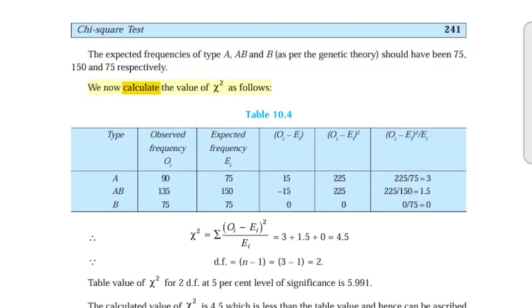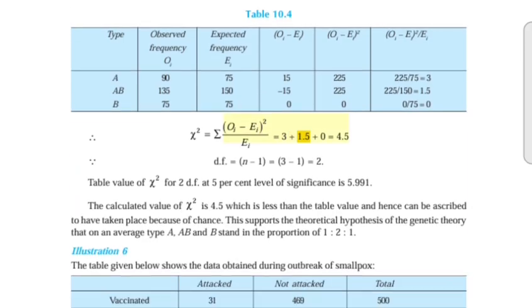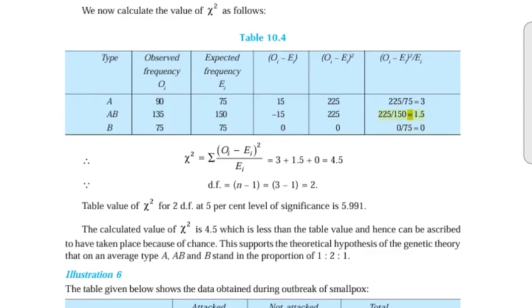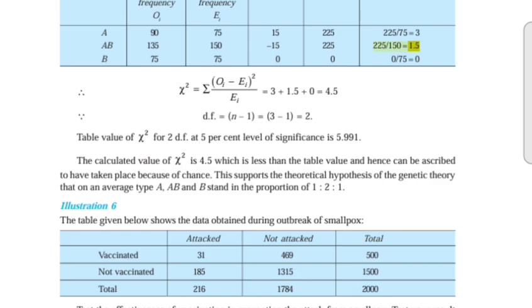We now calculate the value of chi2 as follows. Table 10.4. Type A, AB, B: observed frequency Oi 90, 135, 75; expected frequency Ei 75, 150, 75. Chi2 equals summation of (Oi - Ei)^2 / Ei equals 225/75 plus 225/150 plus 0/75 equals 3 plus 1.5 plus 0 equals 4.5.